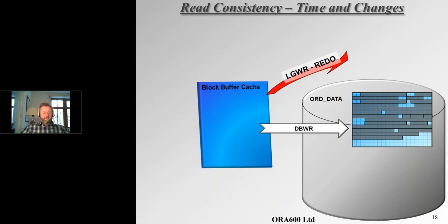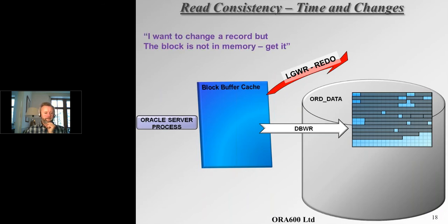Right, read consistency. When you change some information in the block buffer cache, when you want to run your SQL statement, the Oracle server process knows it's going to change something. So I want to change a record, but the block is not in memory. I've got to get it. So the Oracle server process reads the block.